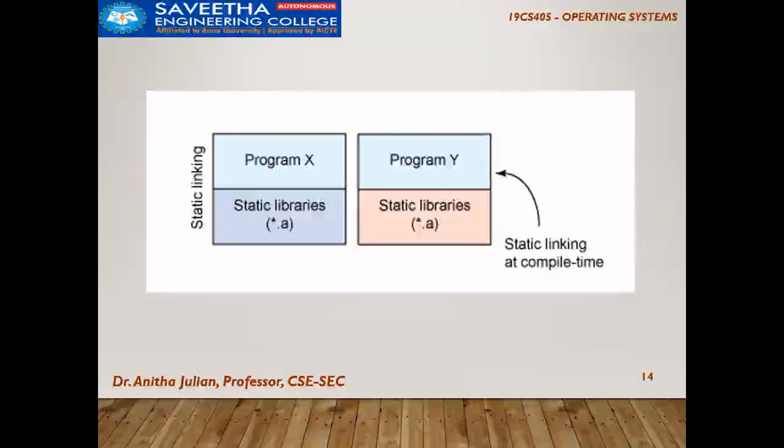So this is the understanding. You have program X and program Y. X will be using a set of static libraries, and Y will be using a set of static libraries. So during compile time, they get linked. All the libraries get linked with the program. Program X has a set of libraries that will be added, Y has its own added, and so on.